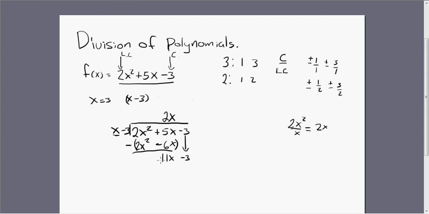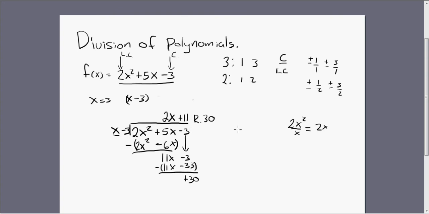Does x go into 11x? The answer is yes, positive 11 times. That gives me 11x minus 33. But I'm going to subtract these, so I'm going to end up with 11x minus 11x, which is 0. I end up with negative 3 minus a negative 33, which is a positive 33, which gives me a positive 30. So I end up with a remainder of 30.